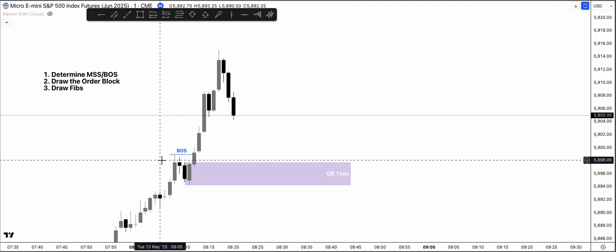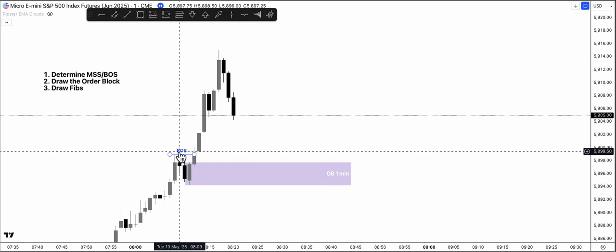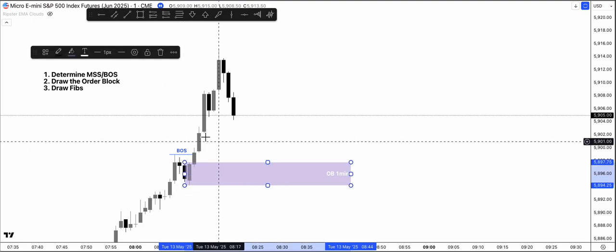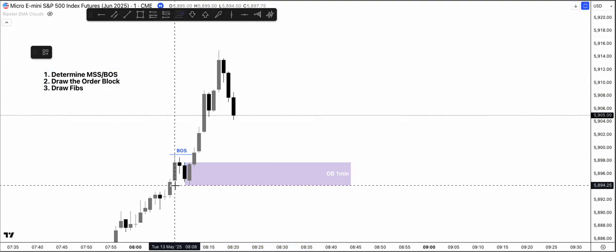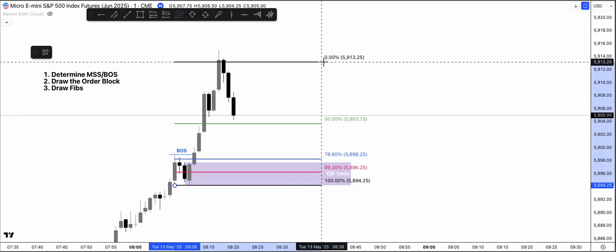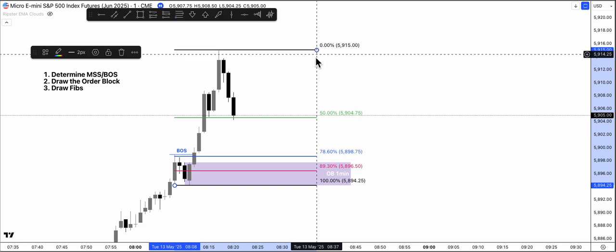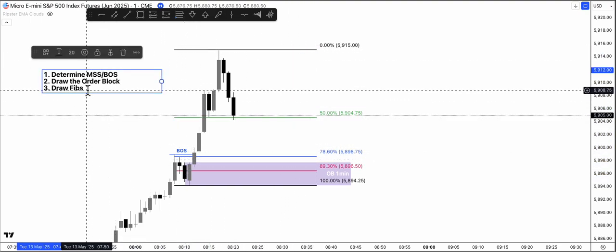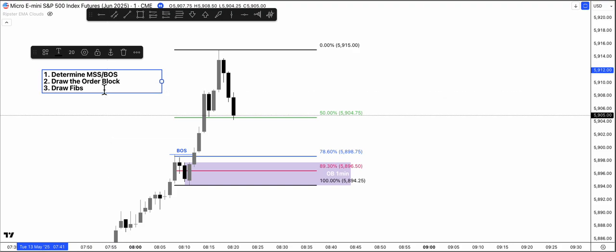So I'm going to drop my fib. Draw the fib from the lowest point before the BOS to the highest point after the BOS. So in this case, it's going to be like this. Draw fibs: lowest point before BOS to highest point after BOS.